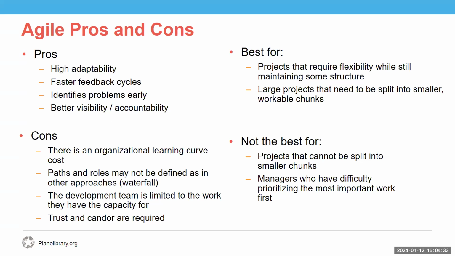The product owner's focus is to optimize the value of the team's output. The team relies on the product owner to prioritize the most important work first. So it's not good if the project cannot be split into smaller chunks, and it's not good for managers who have difficulty prioritizing the most important work first.